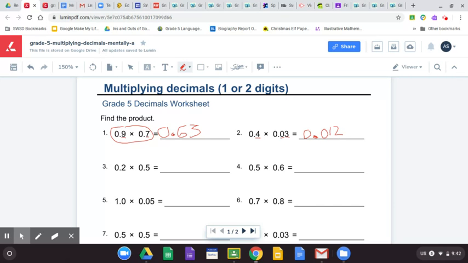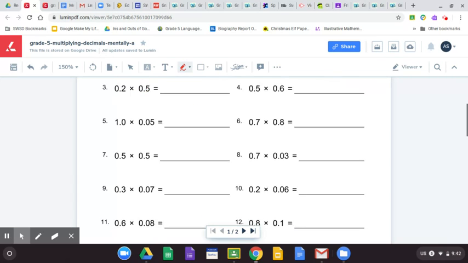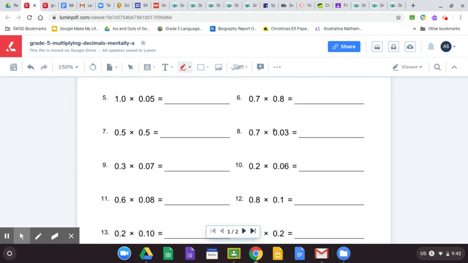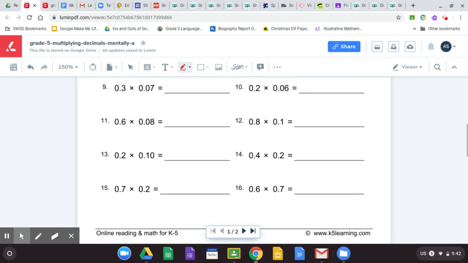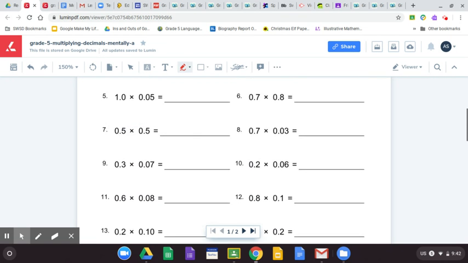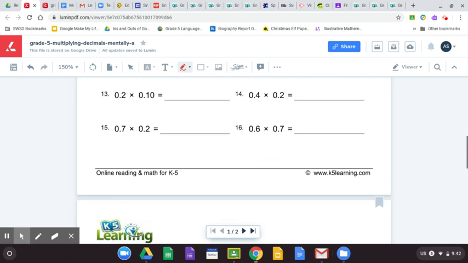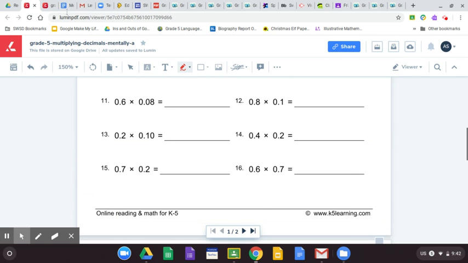So this is the one worksheet. You should be able to go through and think, okay, this one's 7 times 3. That would be 21, but I would need 1, 2, 3 places after my decimal point. I think most of them are all 2s or 3s, it looks like. And again, your answer key is at the bottom to check in.